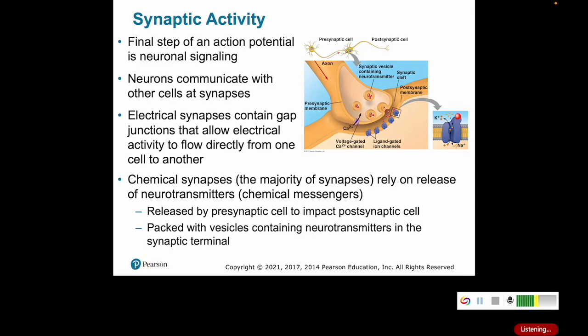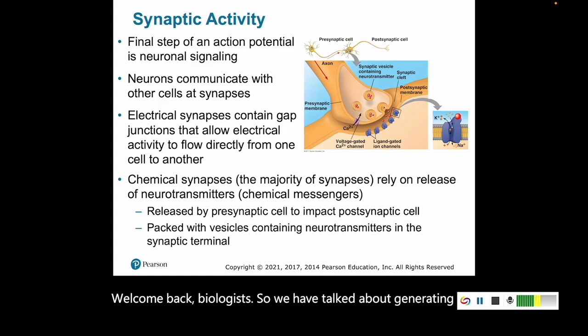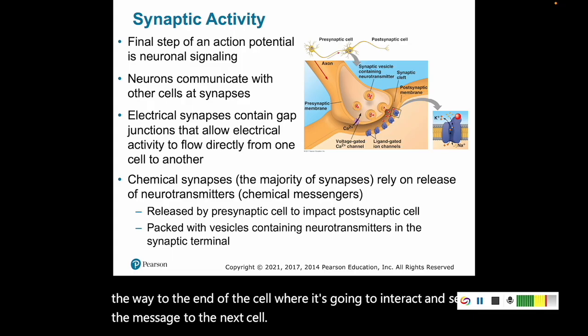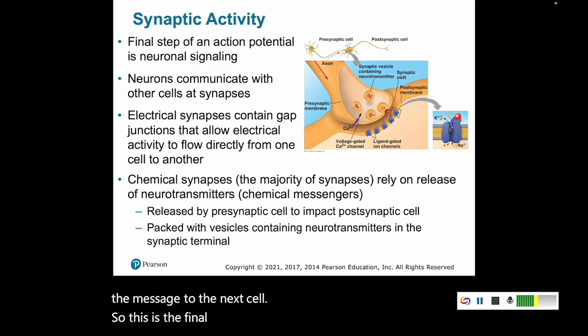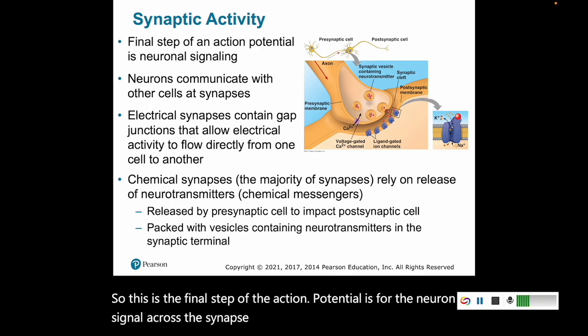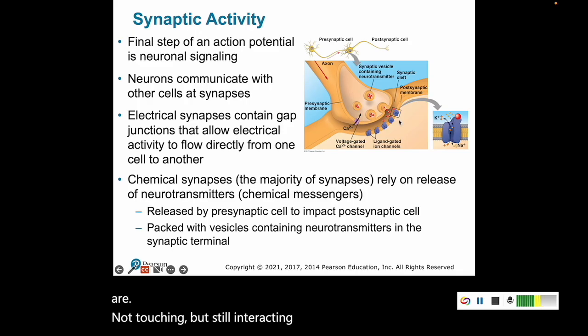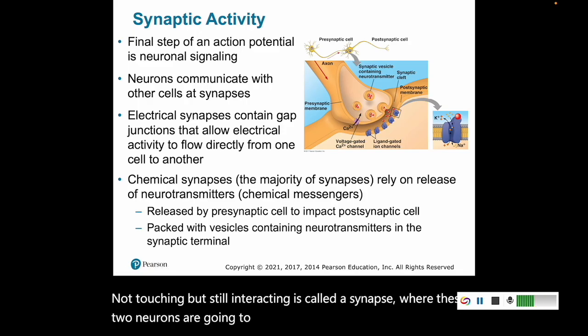Welcome back, biologists. So, we have talked about generating an action potential, and that action potential has traveled down all the way to the end of the cell where it's going to interact and send the message to the next cell. So, this is the final step of the action potential: for the neuron to signal across the synapse to the next cell. This area where they're not touching but still interacting is called a synapse, where these two neurons are going to send their signals.